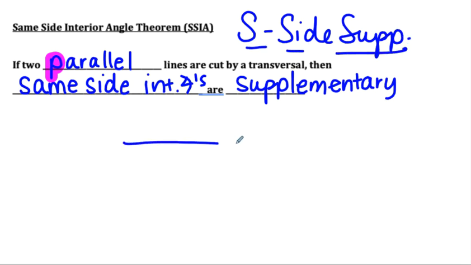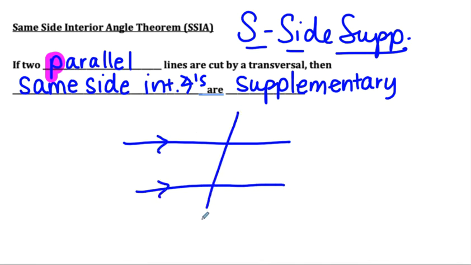All right, now let's talk about that. Here's two parallel lines cut by a transversal. So these guys are same side interior angles and they would be supplementary. And these guys are same side interior angles and they would be supplementary as well.